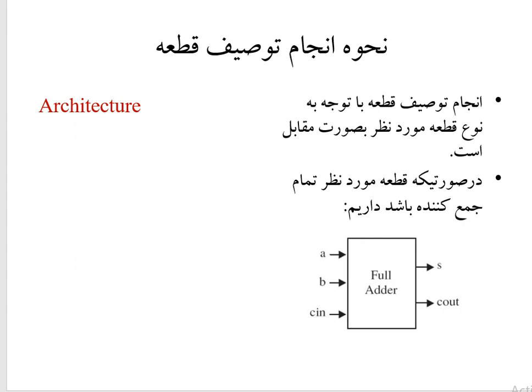We can have different names. It is better to select a name that is related to the method of description. For example, if we have a behavioral modeling of a system, it is better to select behavioral as the name of the architecture. If we have, for example, data flow modeling of a system, it is better to select data flow. And if we have a structural modeling, it is better to select structural as the name of the architecture.